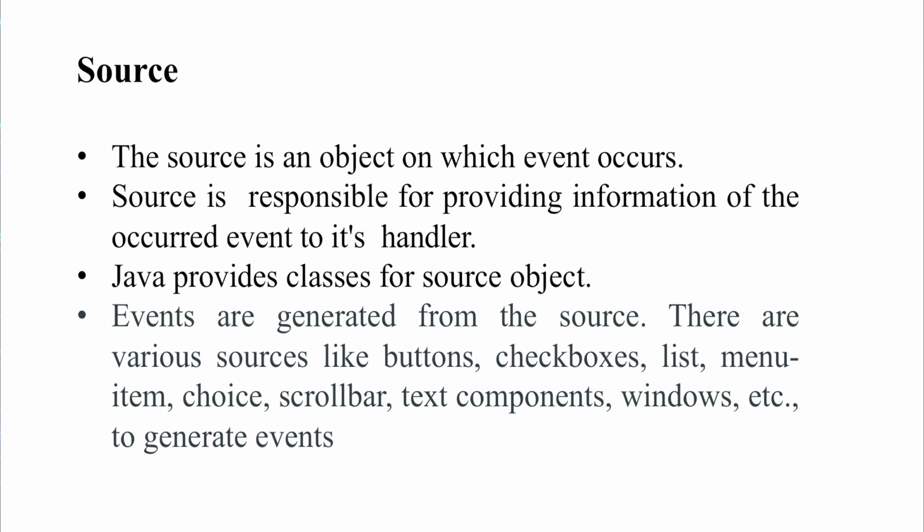Now source is an object, and what is the purpose of the source? Source is basically responsible for providing information of the occurred event to its handler. Java provides classes for source objects. Events generated from sources, as we told, are made from buttons, checkboxes, lists, entering characters from the keyboard, menu items, choice, scroll bar, text component, window. They are responsible for generating events.